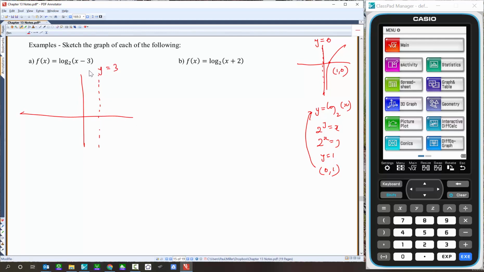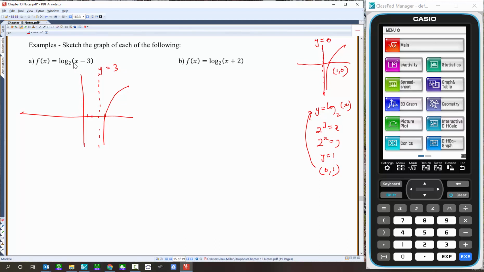All right, now what will be the y-intercept, or the x-intercept rather? So this x-intercept here will also move 3 units over. Okay, so it originally would be at (1, 0). It's going to end up at (4, 0). So there's 1, 2, 3, 4. That's where it's going to be. And that's what our log graph will look like.